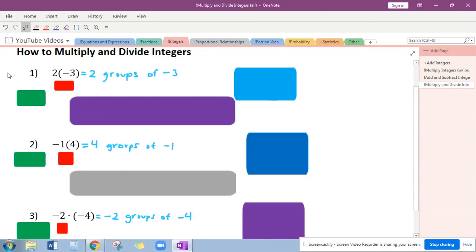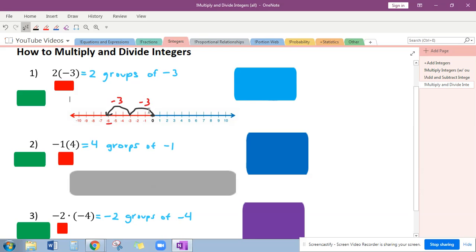Alright, in this video we're talking about how to multiply and divide integers. So first we have 2 times -3, and I can think of that as two groups of -3. So if I want to use my number line, I could think about Cecil going backwards 3 two different times, so he would end up at -6.